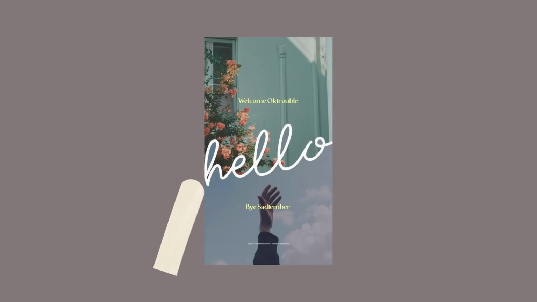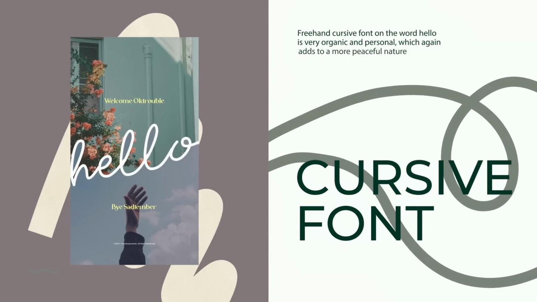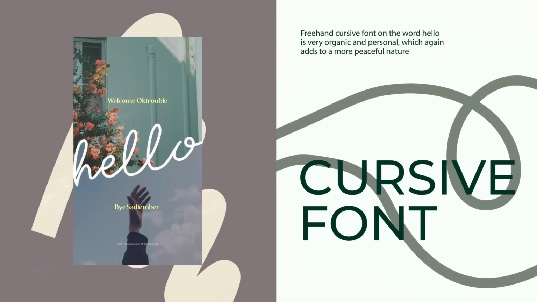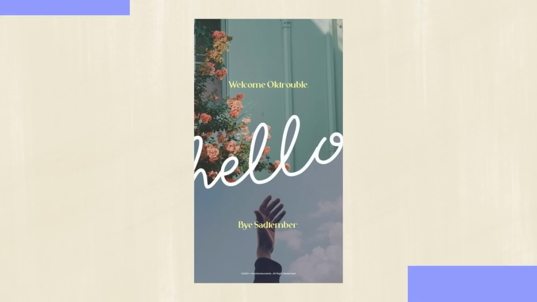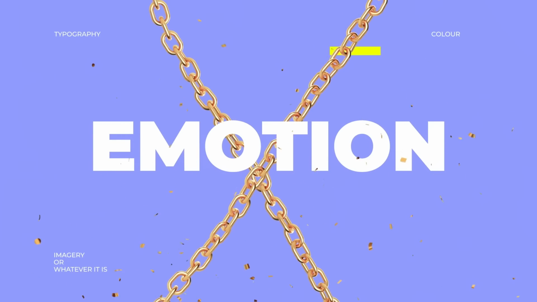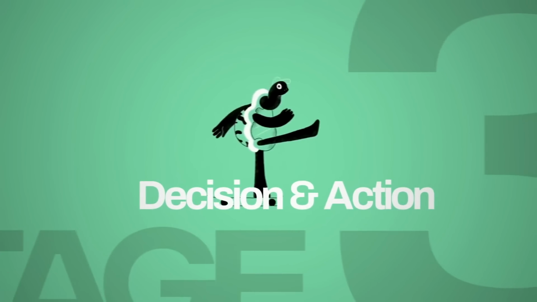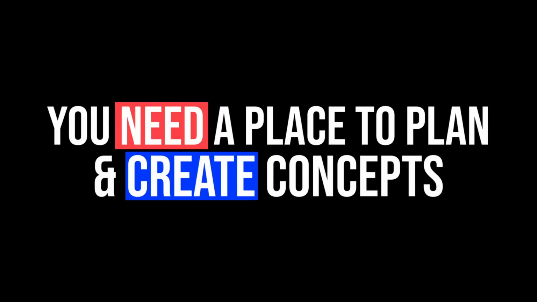And then also we have that freehand cursive font on the word hello. And this is very organic and very personal. And that just adds to the more peaceful nature. And so as you can see, each aspect of this design can be linked back to emotion in some way, shape or form. If it's the typography, the color, the imagery, whatever it is, it's all emotional based. It is a great start to actually understand how important emotion is in graphic design theory, but you also need to plan out a design and have a place to create concepts and ideas with emotion in mind.